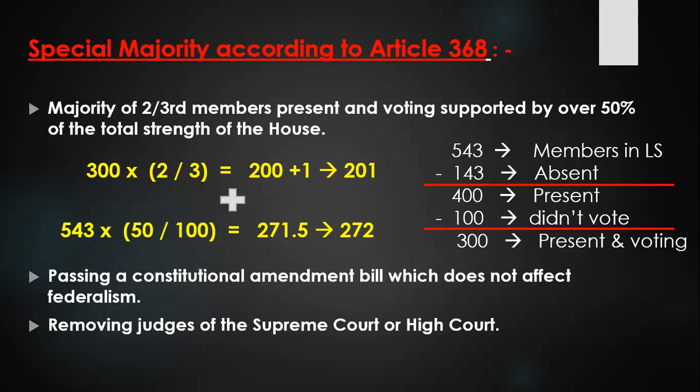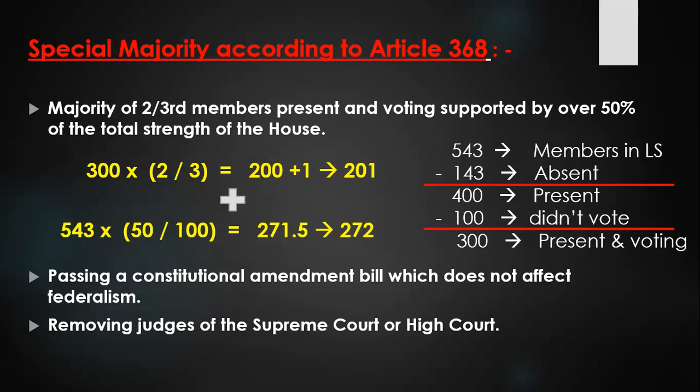So 300 members were present and voting. We calculated 2 by 3. So the number came 200. So 200 was 2/3 of the present and voting. Now we need more than that. So we will add 1 and the number came 201.